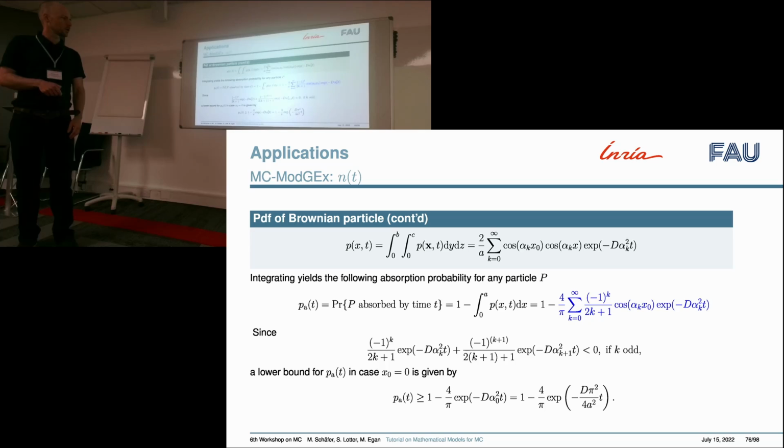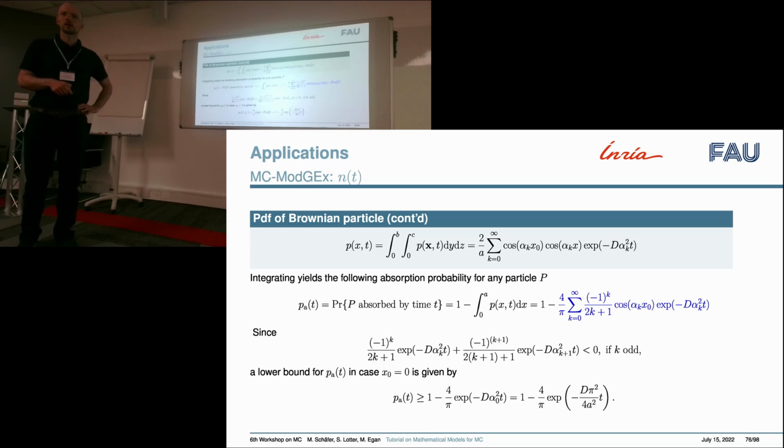So basically the point I want to make here is that using this first order approximation of the very complicated expression, we can still get some insight on how the system parameters would eventually impact the behavior of our system, right? So as we increase the diffusion coefficient, for example, this term here will vanish more quickly. So the particles will get absorbed more quickly in the end.